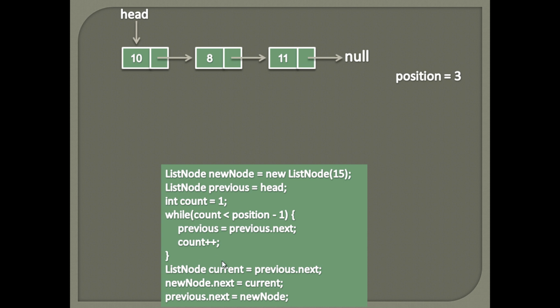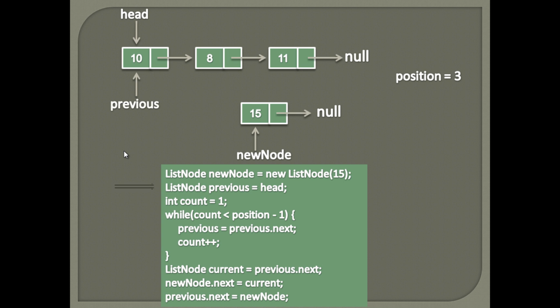Below is the algorithm for this. Let's see working of it through a demo. Step 1 creates a new node having data as 15, and next node points to null. Moving further. In order to insert new node at given position, we need to traverse list till position -1 node. For that, we create a temporary list node variable, by name previous, and point it to head.